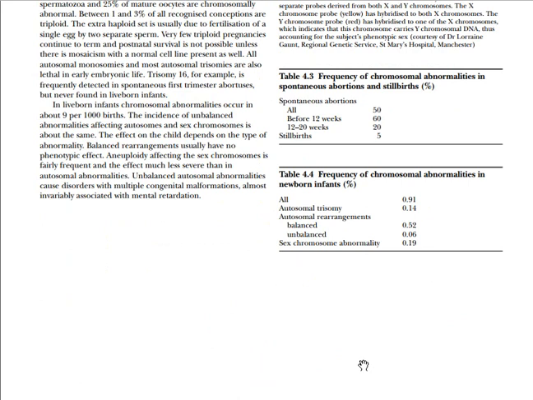So we now have the frequency of abnormality in spontaneous abortion and stillbirth. Of all spontaneous abortions, some 50% are going to have chromosomal abnormality, and most of them occur before 12 weeks of gestation, because before 12 weeks of gestation, 60% are going to have chromosomal abnormality.